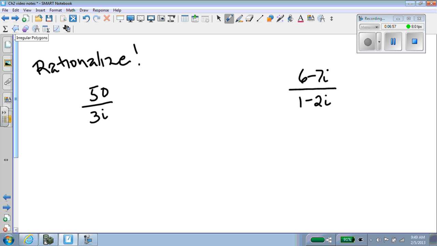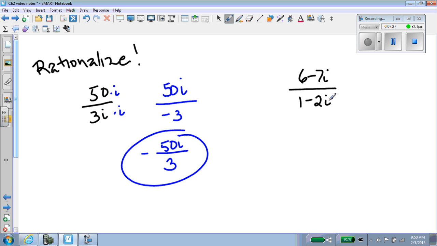Okay, suppose I wanted to rationalize the denominator. That's imaginary, so it's not rational. So if I multiply top and bottom by i, you might have wanted to multiply by 3i, and that would just cause you to have to simplify at the end. We get 50i on top, 3i squared, so negative 3 in the denominator. So we might call this negative 50i over 3.